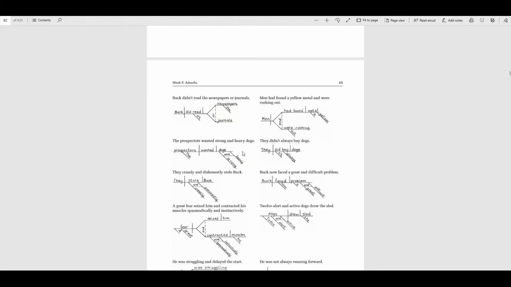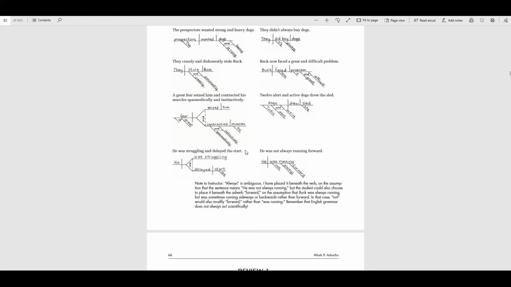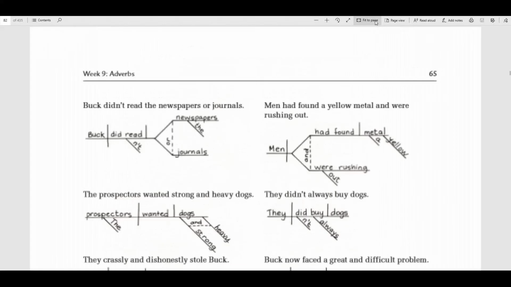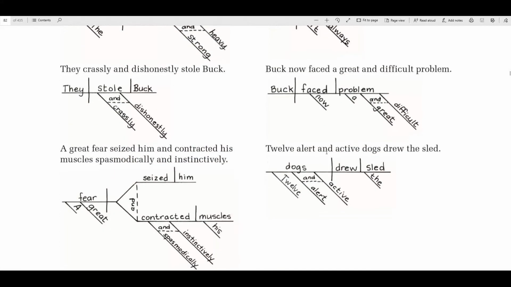Okay, let us see. Now, right here is where we left off. Let me make this a little bigger. Okay, so this is the one we just left off on. Now is an adverb that tells when.